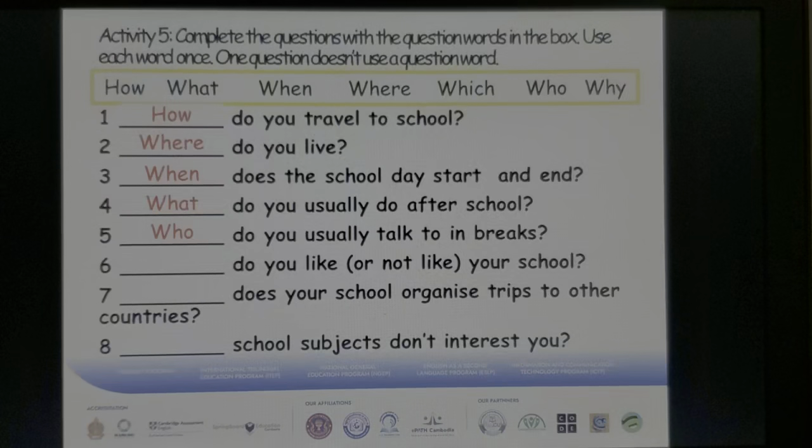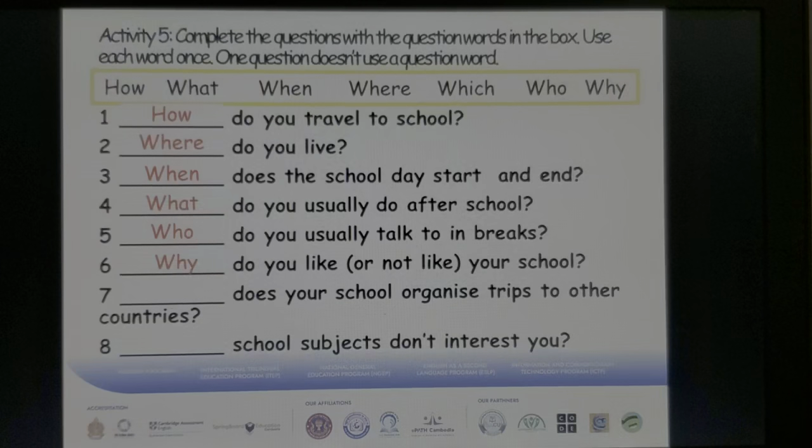Number 6. What is it? So number 6 is why. Why do you like, or why don't you like your school? Okay, because. Okay, it asks why. Because.